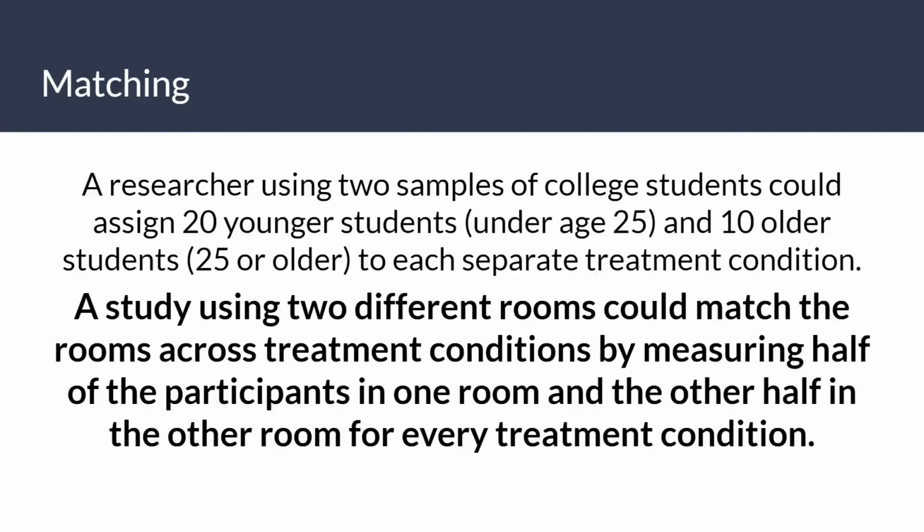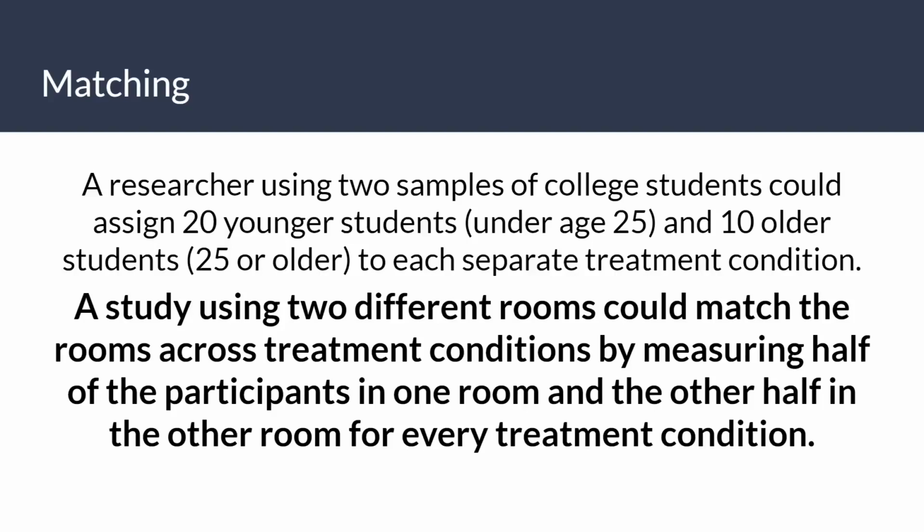Another way to eliminate the effects of extraneous variables is by matching. Here's an example of matching. A researcher using two samples of college students could assign 20 younger students under age 25 and 10 older students to each separate treatment condition. So what do we mean by that?